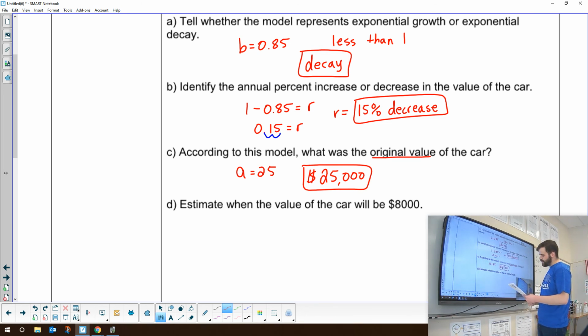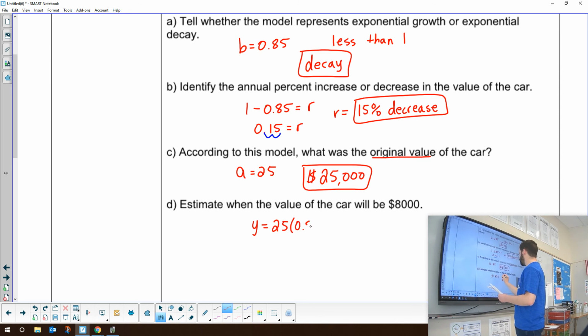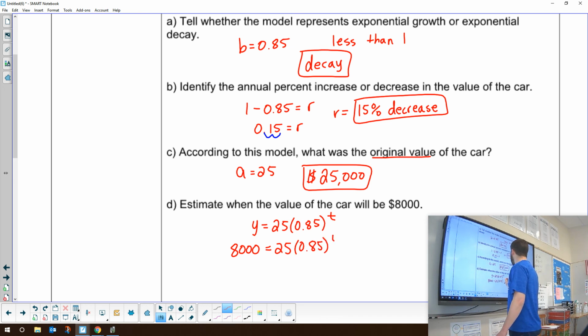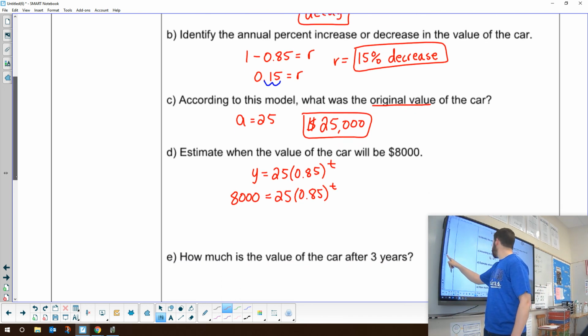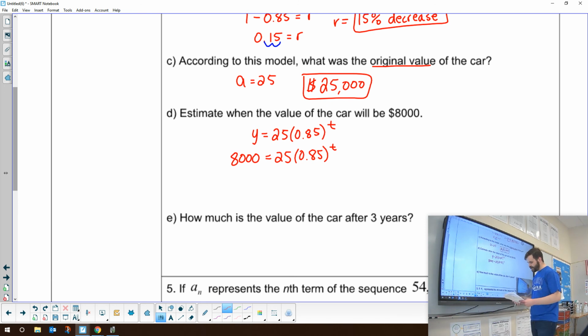And then D, estimate when the value of the car will be $8,000. Okay, so we take my original equation, and my original equation was Y equals 25 times 0.85^t. And it's asking, what is the t when the value is 8,000? So what is my t going to be when my y is 8,000? All right, so we need to solve this just like we did with our logarithmic equation. So my first step, what we're going to do is I'm going to divide.